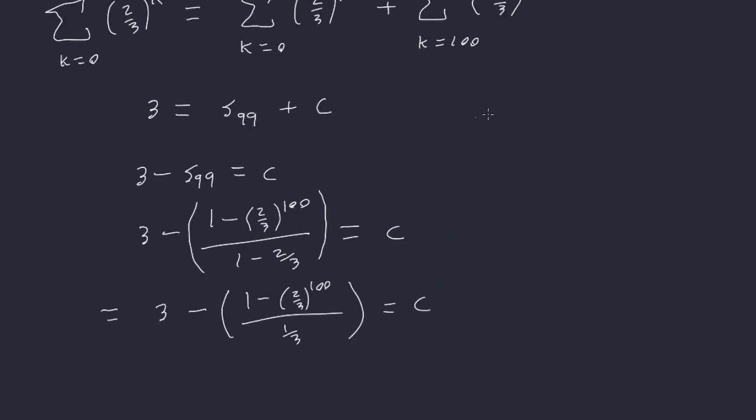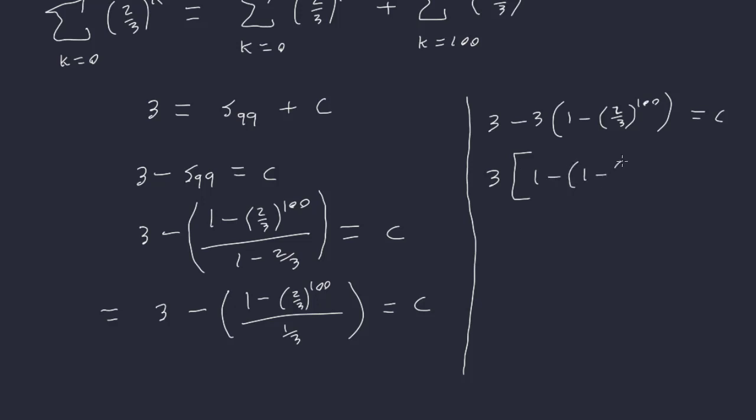Okay, so I'm going to continue this up here. So I have 3 minus 3 times 1 minus 2/3 to the 100. Now, I will say you can just throw this in your calculator and you'll be fine. I'm just showing what you can do to help simplify it first. And now we can actually factor out this 3 and get 3 times 1 minus 2/3 to the 100 is equal to C. When we distribute that negative sign, notice the ones are going to cancel and we'll just get 2/3 to the 100.